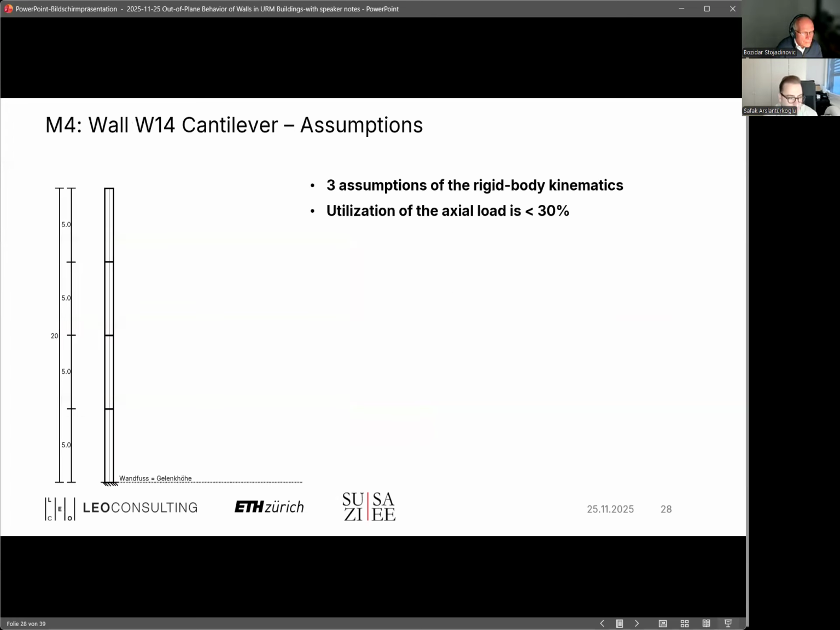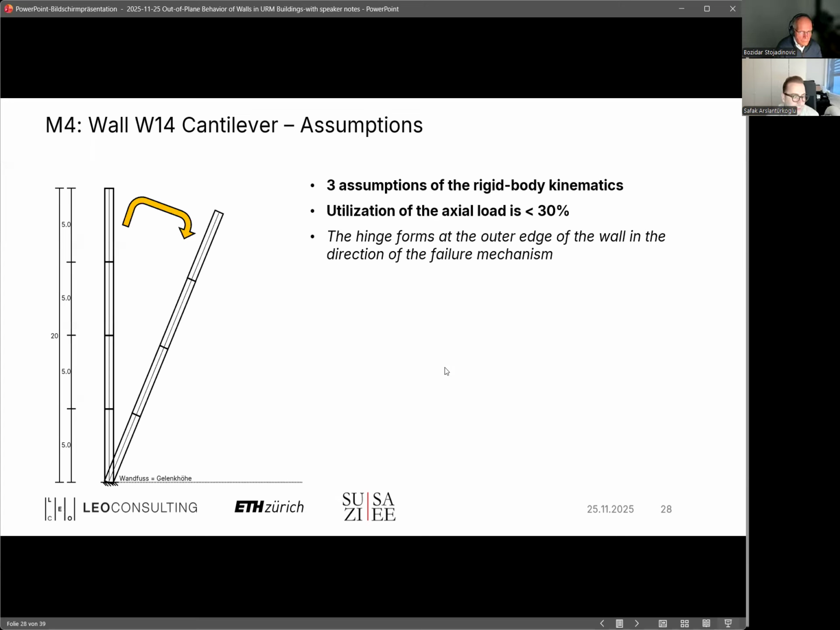Just to go through our assumptions again, we have to make sure that these three assumptions are still valid. Plus, we will check, as recommended in the Swiss regulations, that the utilization of the axial load does not exceed 30%. That is because if the axial load is too high, it may lead to deformations due to this axial load. So that's why it is recommended in the Swiss code that this check is done and the utilization is smaller than 30%. This criterion is actually not very hard to satisfy in the assessment.